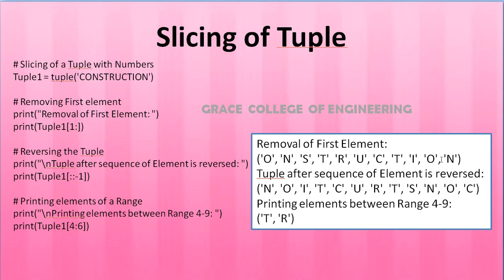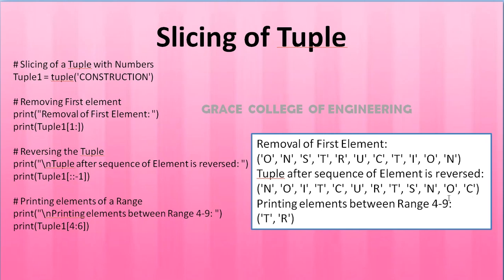That is slicing. And next, reversing the tuple. For reversing the tuple, you have to follow this method: print tuple of double colon and -1. It will be printed in reverse order, so starting from N up to C it will be printed.